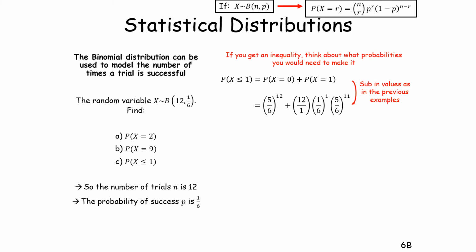So 5 over 6 to the power of 12, all failure, plus 1 success. So 12 choose 1. It's just 12 choose 1 times the success, which is a sixth, times the failure, 5 over 6 to the power of 11. And you simply calculate this, and we get 0.381.